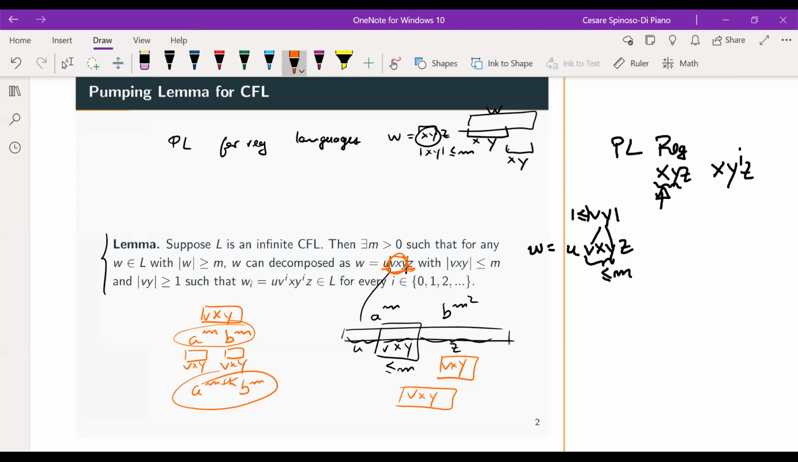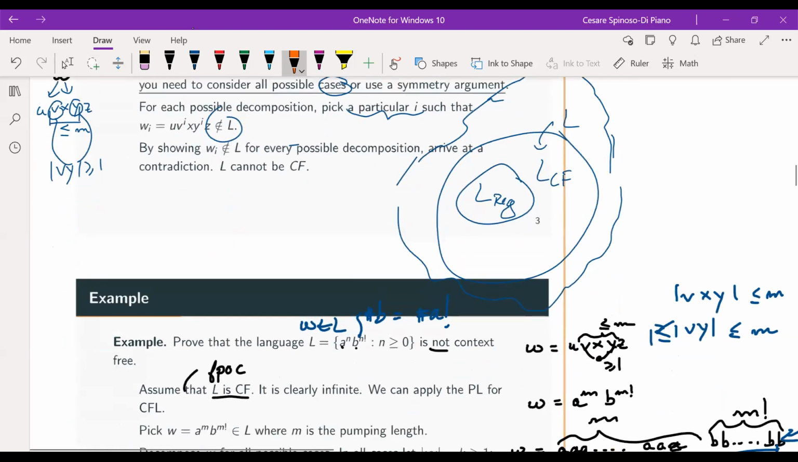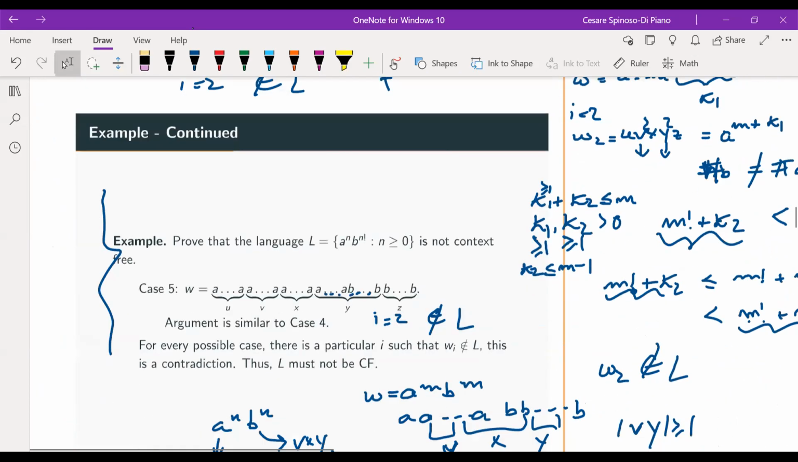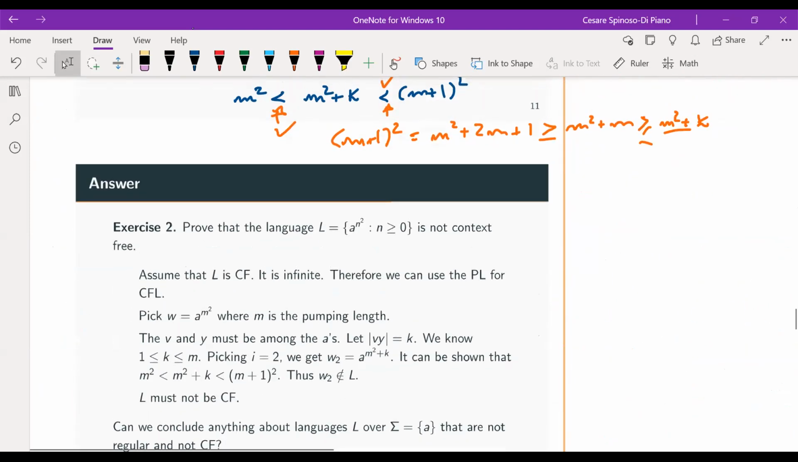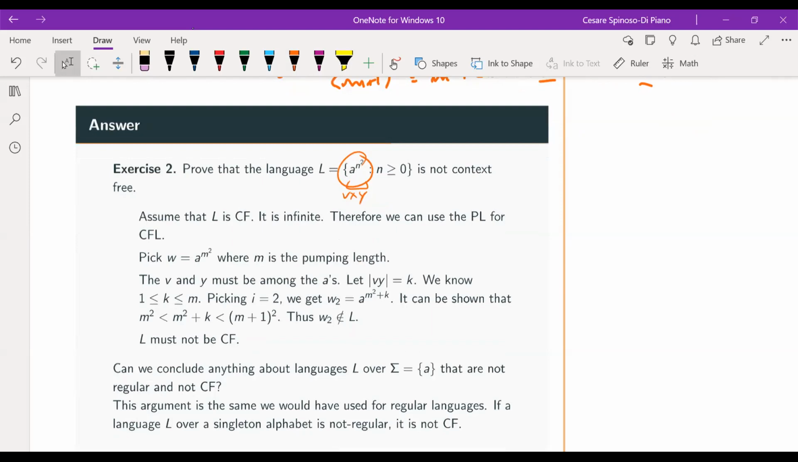Is it always 5 cases? No. It doesn't necessarily need to be 5 cases. I have an example here where, how many cases are there? So here there's 5. Here there's 7. If for example you have a^n squared, then you actually just need one case. You only have the case where vxy is within the a's, and then if you pump up or down, in this case, just once, then you'll get a contradiction. But that's the only case, because you only have a sequence of a single symbol. So when you scan vxy, you only have vxy within the a's.